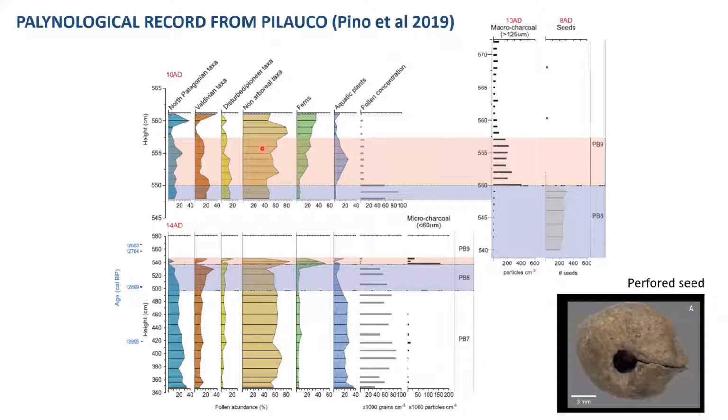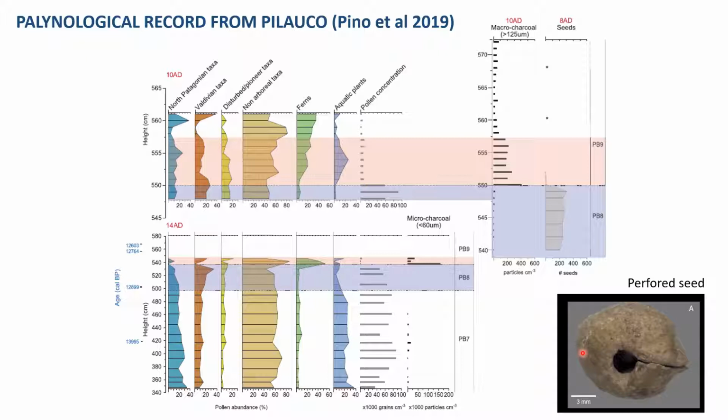Among the carpological remains, I found a perforated seed during the excavation, and this seed is from Prumnopitys andina. It is a tree that is locally extinct, and that must have been dispersed by the megafauna and also by humans at this time.